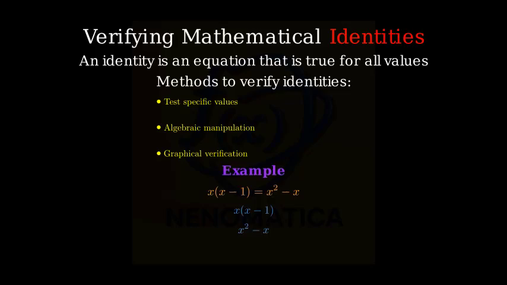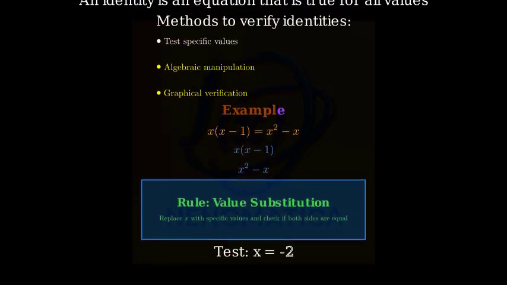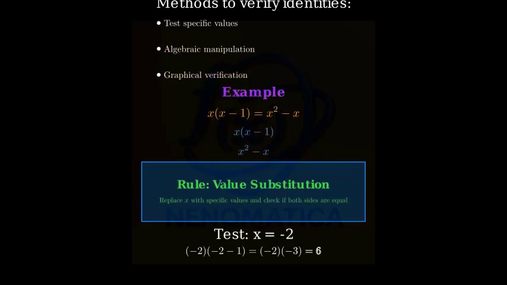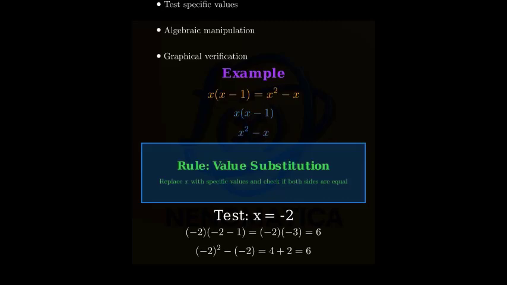First, let's check for x equals negative 2. If x equals negative 2, then the left side becomes negative 2 times open parenthesis negative 2 minus 1 close parenthesis, which is negative 2 times negative 3, which equals positive 6. The right side becomes negative 2 squared minus negative 2, which is 4 plus 2, which equals 6. Since both sides equal 6, the equation is satisfied for x equals negative 2.